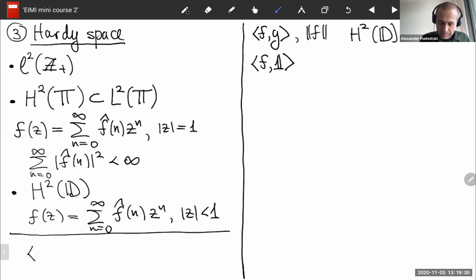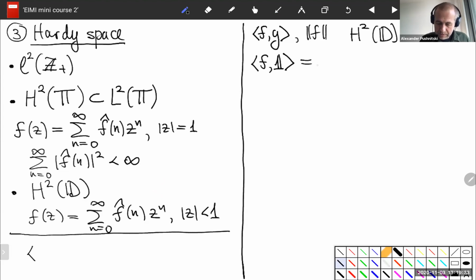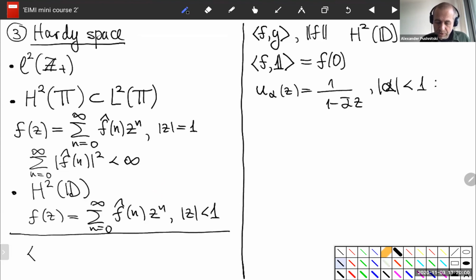So we can write this as f of 0. So more generally, if we define a function, let me call it u alpha of z equals 1 minus alpha bar z, where alpha is inside the unit disk, then this is what is called the reproducing kernel of the space.